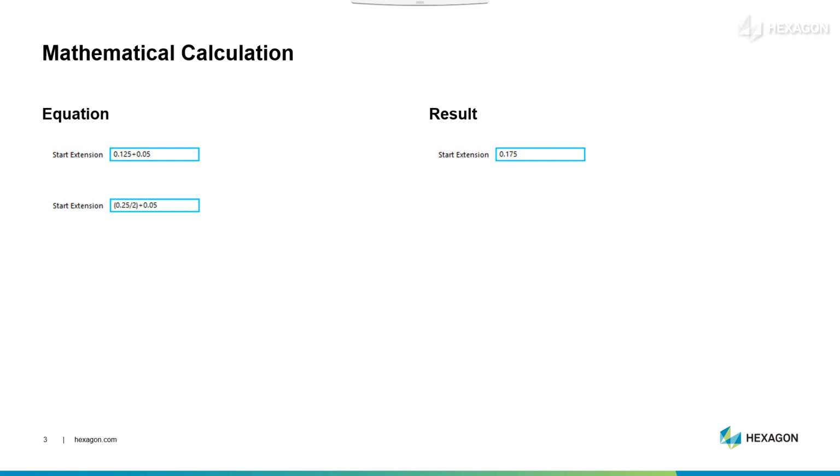Let's consider a more complex formula where we'll use parentheses to force order of operations. When we put parentheses around the 0.25 divided by 2, we direct that to be solved first. Then 50 thousandths is added to the result. EDGECAM is good at this too and correctly solves this equation. If we change the order of parentheses, that equation is also solved correctly, as we see shown here.